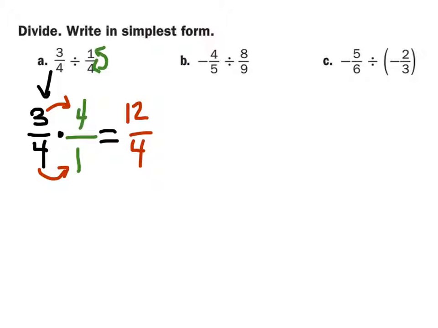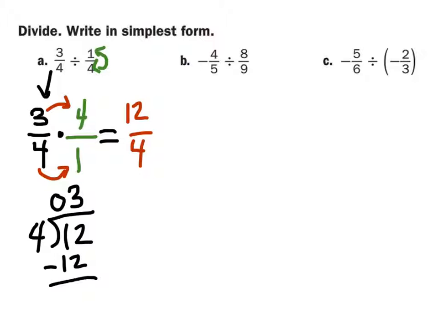Now what you have is 12 divided by 4. Okay, 4 doesn't go into 1. 4 goes into 12 3 times. 3 times 4 is 12. Subtract, 0 remaining. Bam. This just equals 3, okay?